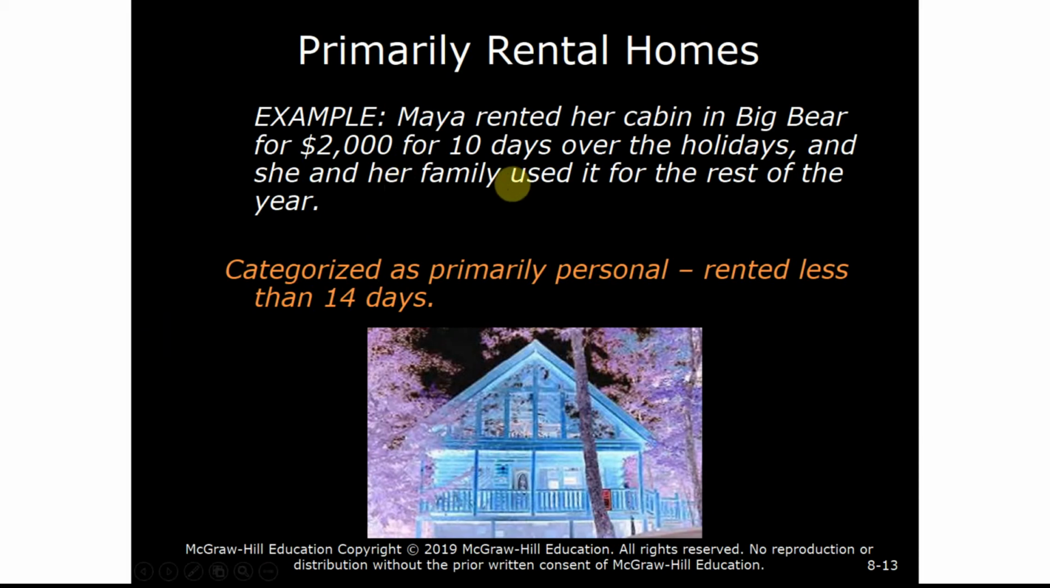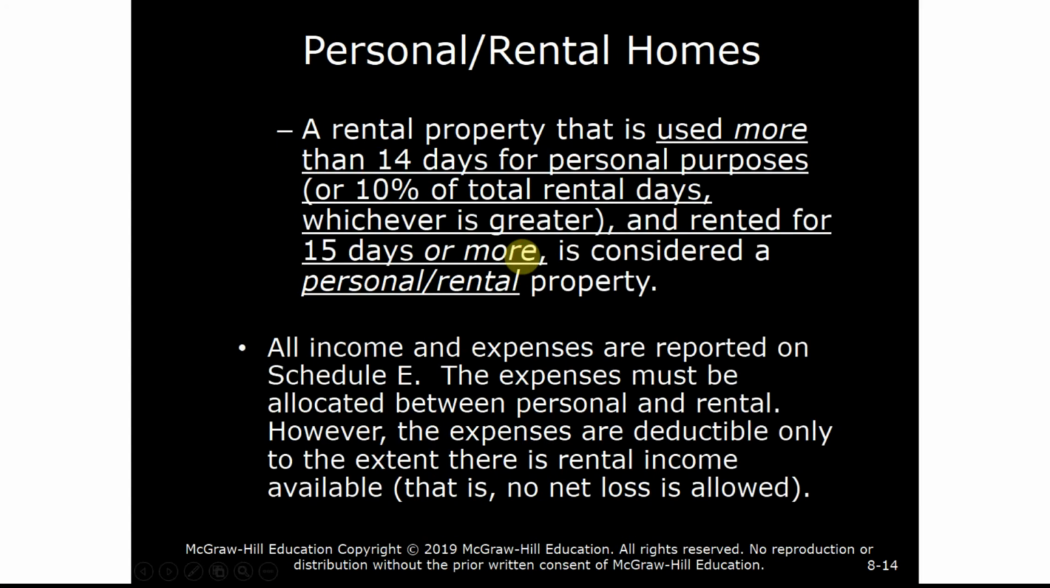So here we have Maya, who rented her cabin in Big Bear for $2,000 for 10 days over the holidays, and she and her family use it for the rest of the year. Well, that falls below the 14-day threshold, that is to say, it was rented less than 14 days. Therefore, it's considered primarily personal, and again, we wouldn't have to report the income on this short-term rental on our taxes.